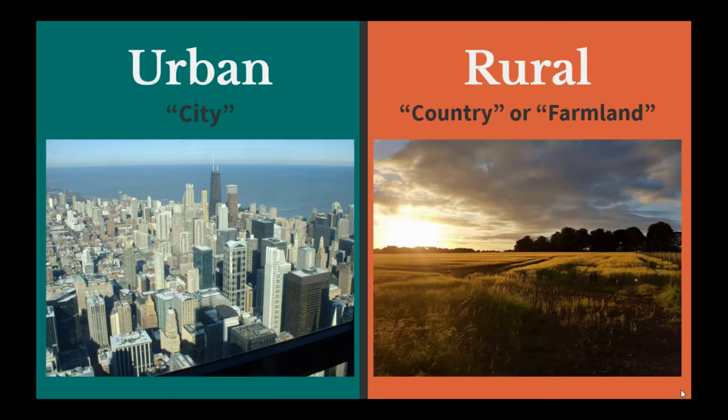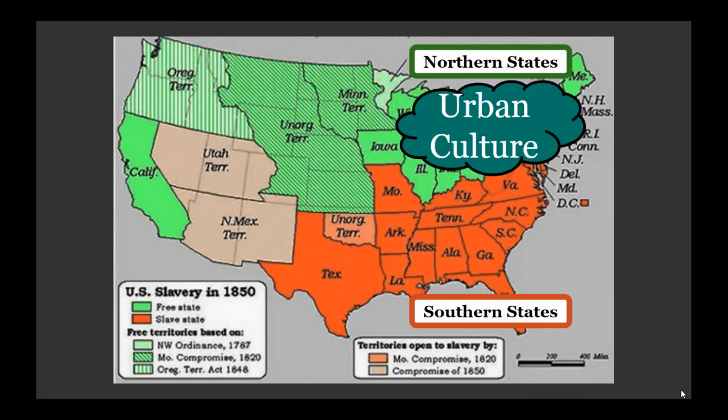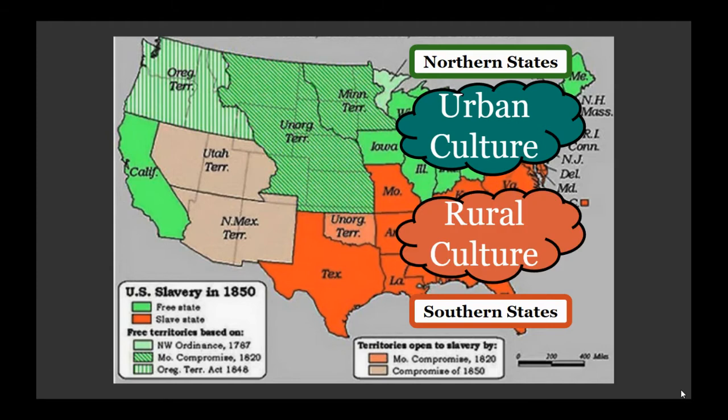In the South, it was more rural. There was more country or farmland, fewer cities, and there was more space between cities or towns where there were farms and plantations. So the northern states are going to have an urban culture, and the southern states are going to have a rural culture. This division of urban and rural is going to be one thing that divides the North and South before the war.